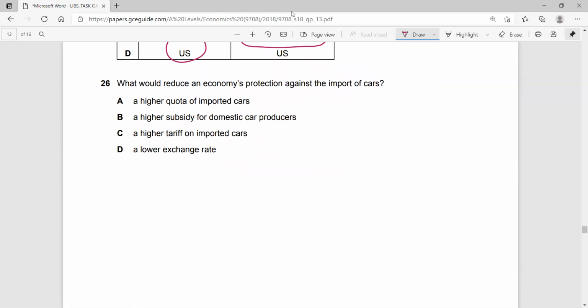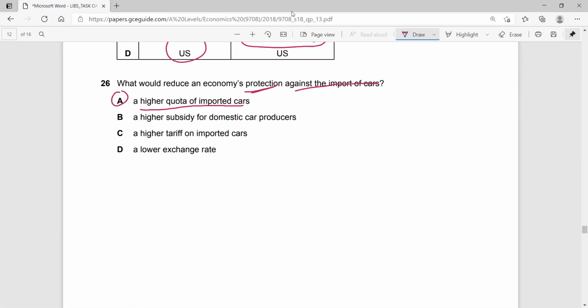What would reduce an economy's protection against the import of cars? So now you have less protection against imports, so less protectionism. A higher quota of imported cars. It's very easy to cross this out and say, oh no, that's worse because you're having more quotas, that's going to have more protection, not less.